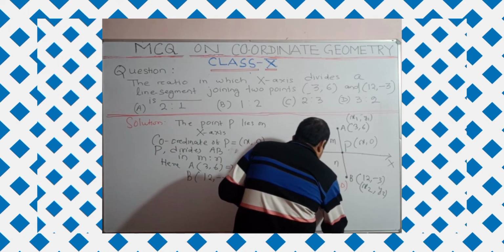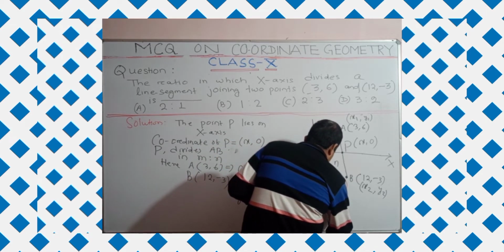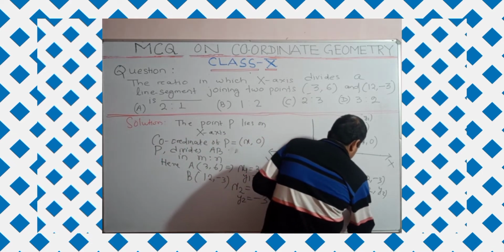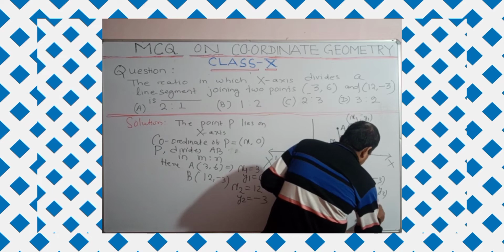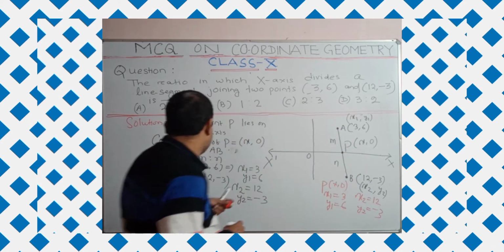Okay, here x1 is equal to how much? 3. y1 is equal to how much? 6. Yes or no? Here x2 is equal to 12 and y2 is equal to how much? Minus 3. Is it clear, all of you?